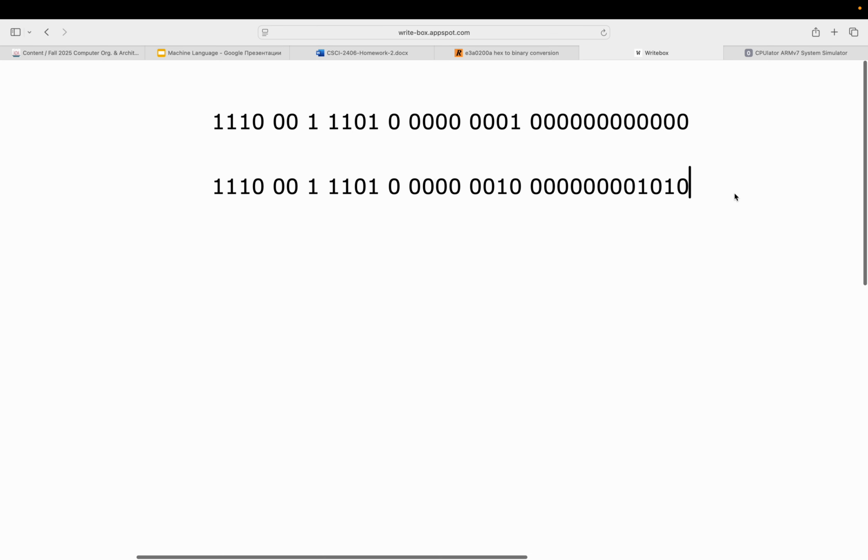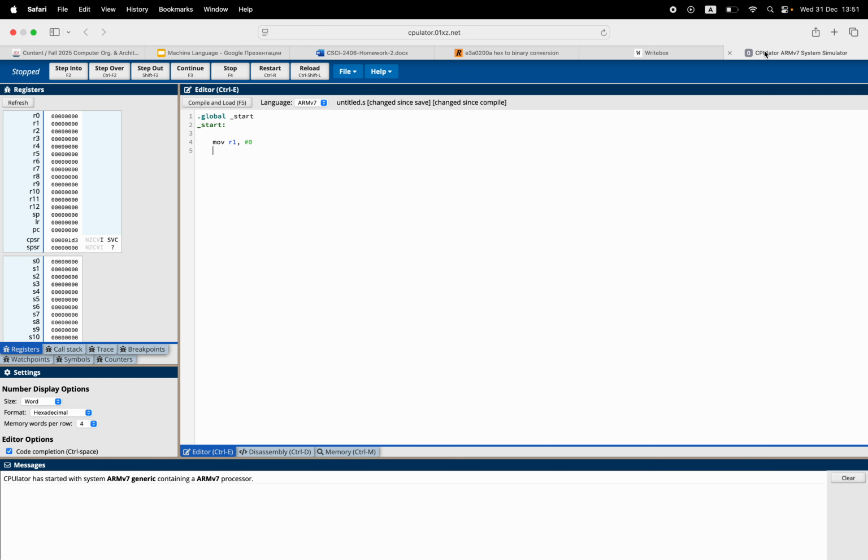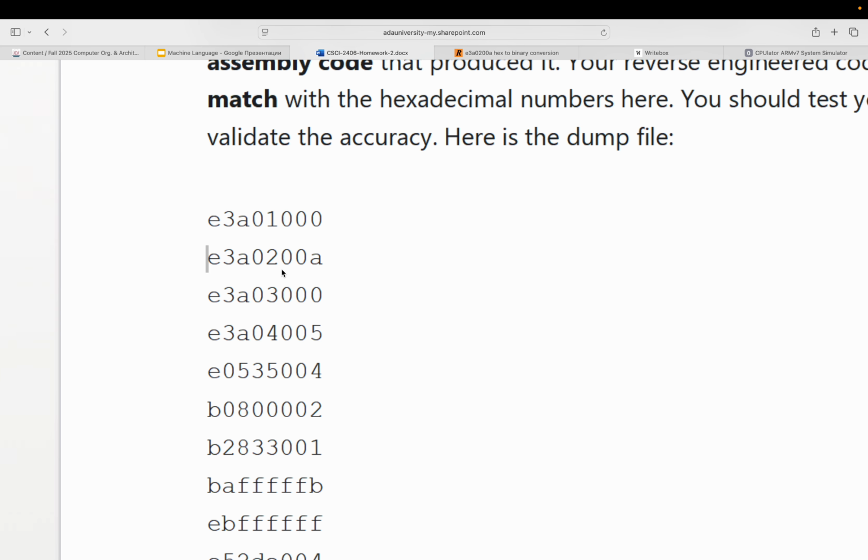So let's write this thing down. We have mov R2, 10. So basically what it does so far, it gives the value of 10 to R2. Let's move on to the third one.